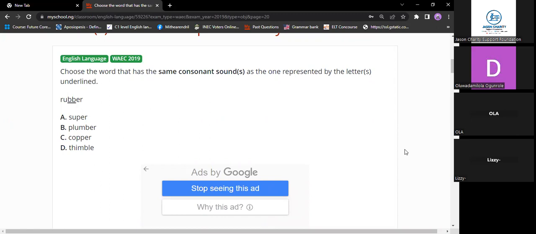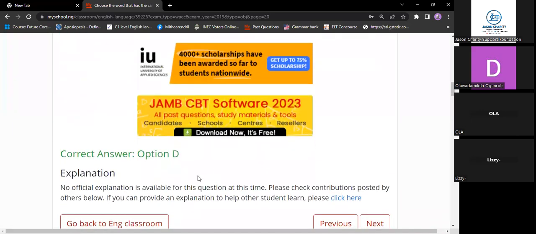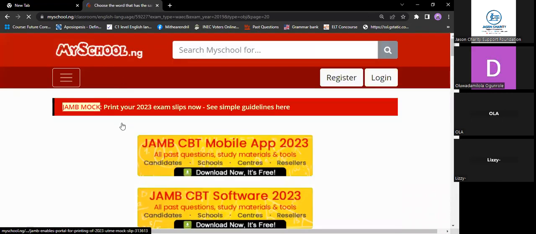So if you come across such, know how to pronounce the word very well, and this will give you a clue into picking the correct answer. Let's see to confirm from the options that we have, and then you can see you're correct. So let's go to another question entirely.